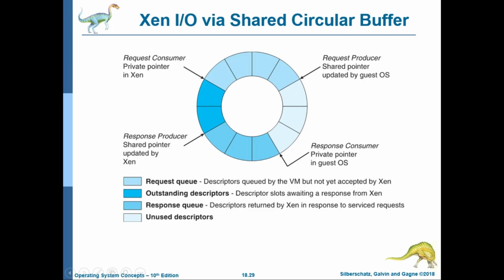Okay. The less dark one we have here is the response queue: descriptors returned by Xen in response to a service request. So this is the pointer for the response producers, the shared pointer updated by Xen. And then we have this one, the lighter color, blue.